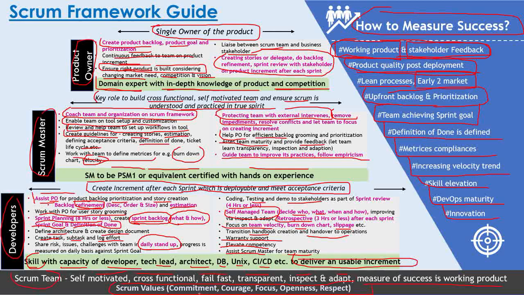They have a commitment, which comes in terms of the sprint goal. They have the courage to go to the daily stand-up, review their progress, and highlight the risks and challenges. They have a focused approach, they have openness, and they respect each other. All the Scrum values are very important if you want to follow the Scrum framework in its true spirit.